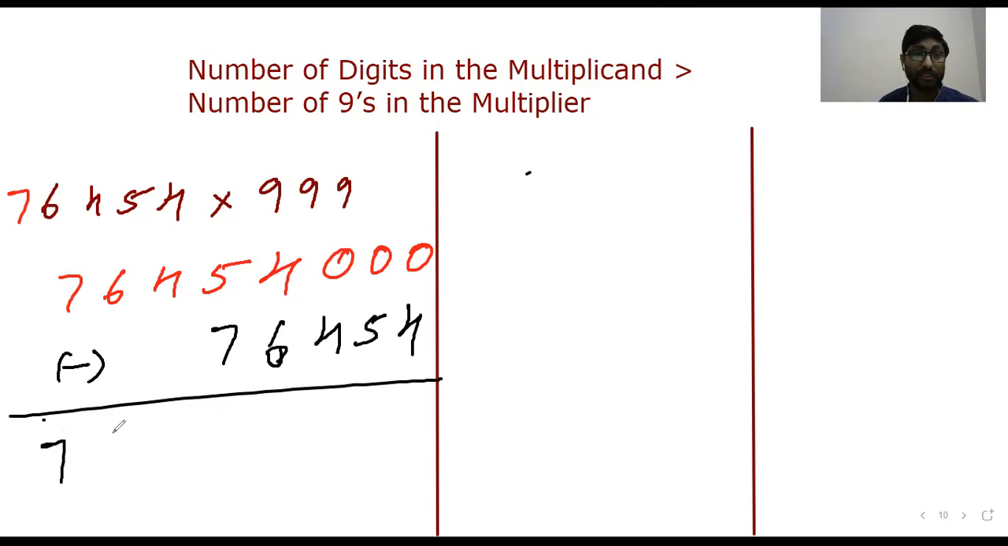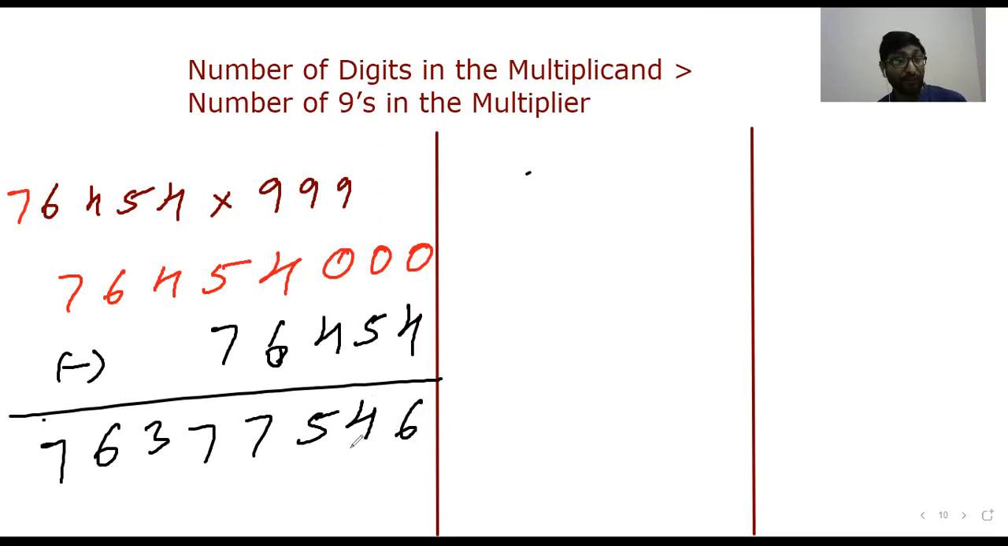Answer is 7, 6, 3, 7, 7, 5, 4, 6. I am writing the answer from left to right. Don't worry about it. After understanding the subtraction of Vedic maths, you will understand. Nothing to worry about.